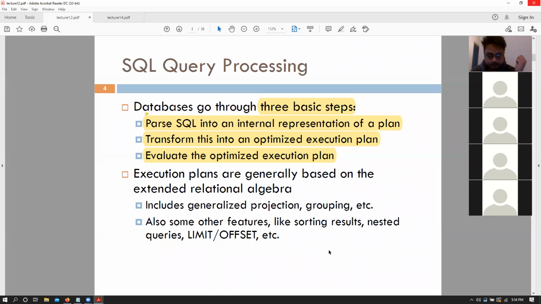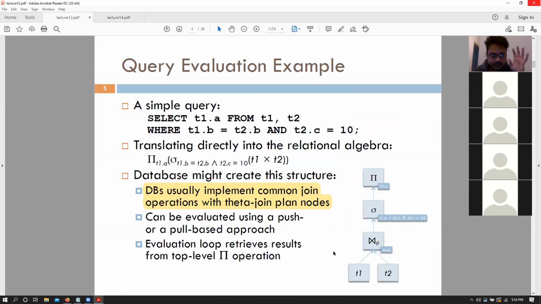I know that this feels very vague right now, so let's take an example, right? Let's say that we have this very simple query: select T1.a from T1 comma T2, where T1.b equals T2.b and T2.c equals 10. So we have two tables. We are joining with respect to the b attribute, that is T1.b has to be equal to T2.b, and T2.c has to be 10, right? And then basically projecting out the T1.a value. Basic stuff, very basic stuff.